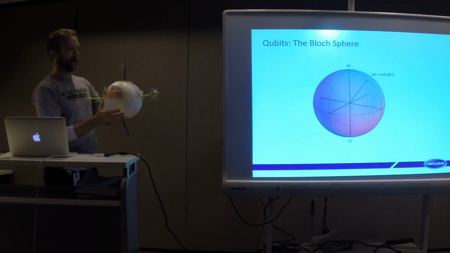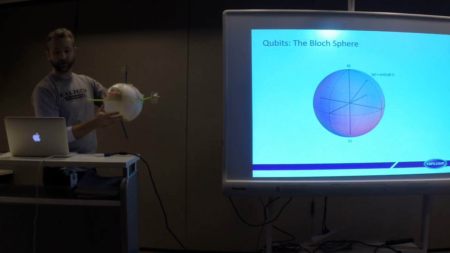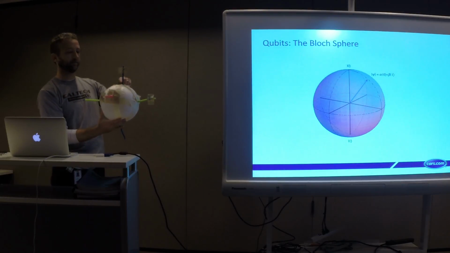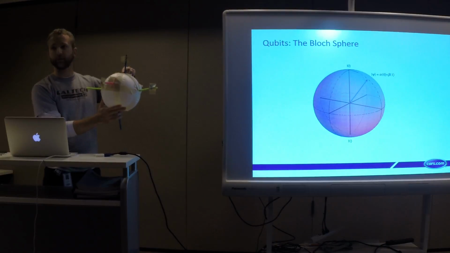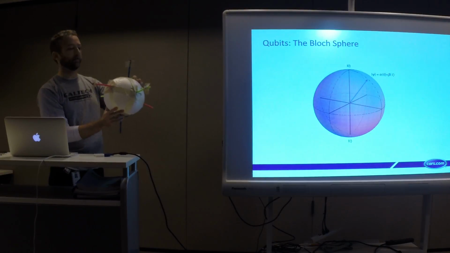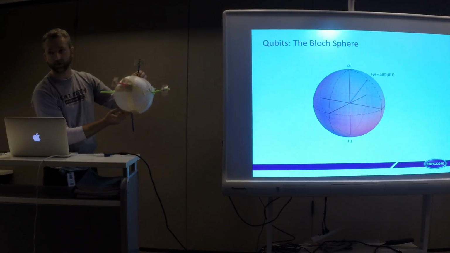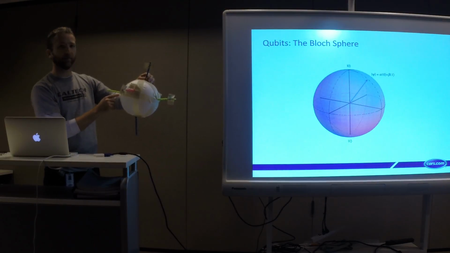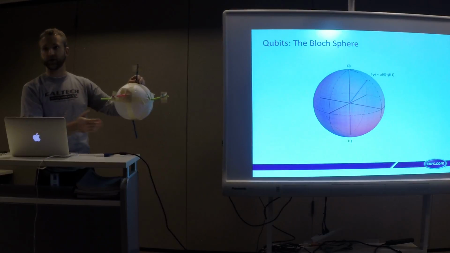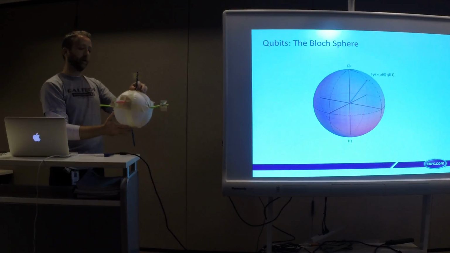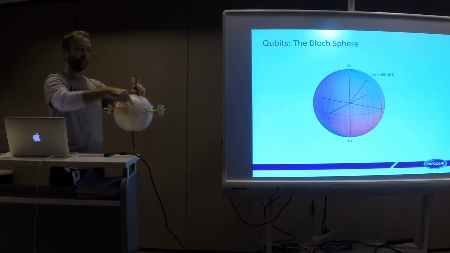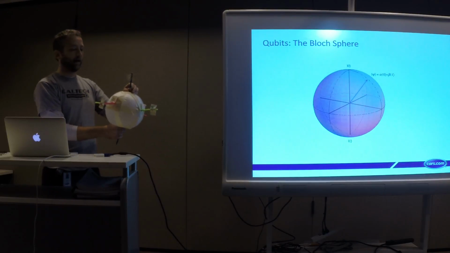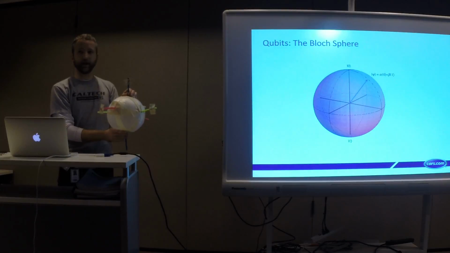What we have here is, if the state of the qubit is up here, then I'm going to measure a 0. If it's down here, I'm going to measure a 1. If it's somewhere on the equator, then I've got a 50-50 chance of measuring either a 0 or a 1. But the other thing that comes into play here is the rotation around the z-axis, and that's known as the phase.